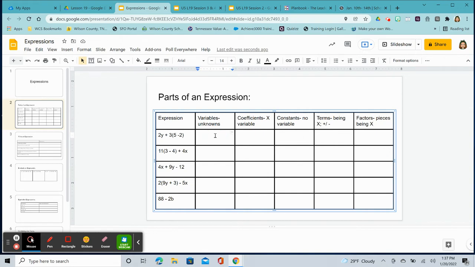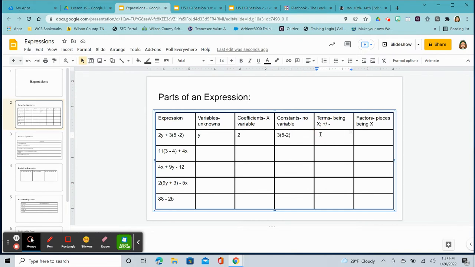So variables are unknowns. We represent them with letters. So for this first expression, y is a variable. Coefficients are what is multiplied times the variable. If there is a number sitting next to the variable, then that's being multiplied times the variable. So we have a coefficient of 2. Constants contain no variable. Well, the part of the expression that contains no variable is this little distributive property here, 3 times 5 minus 2.